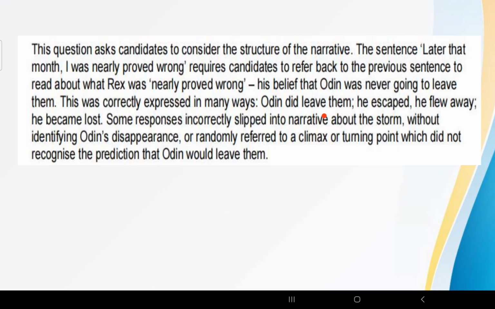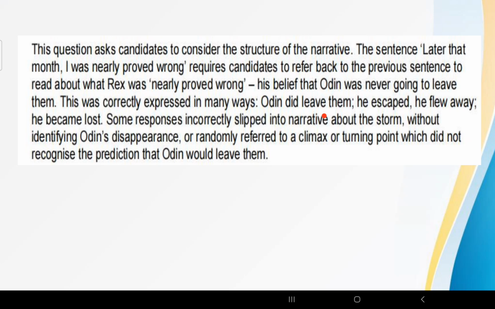The sentence "later that month I was nearly proved wrong" requires the candidate to refer back to the previous sentence to read about what Rex was nearly proved wrong about: his belief that Odin was never going to leave them. This was correctly expressed in many ways.